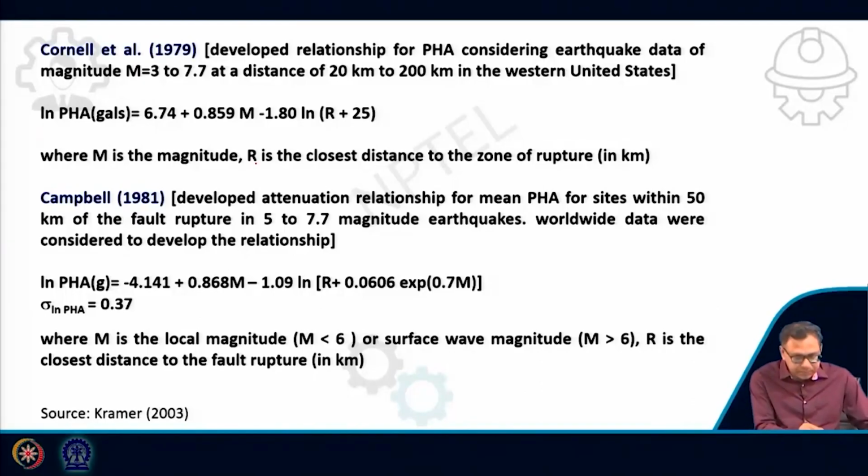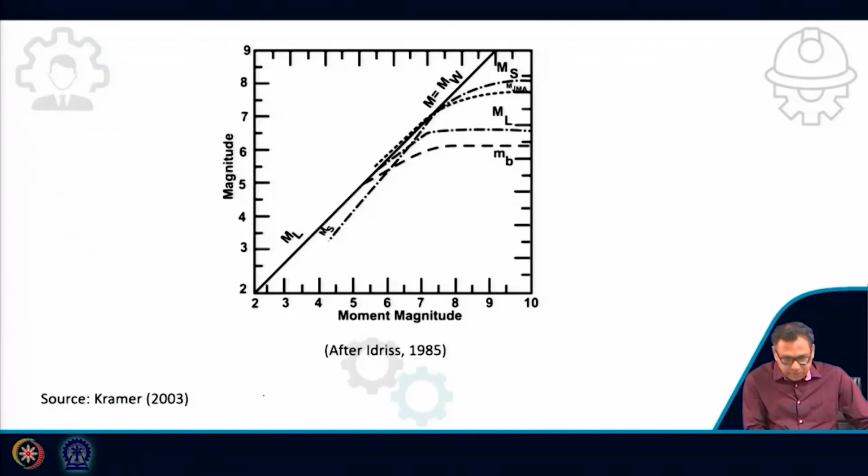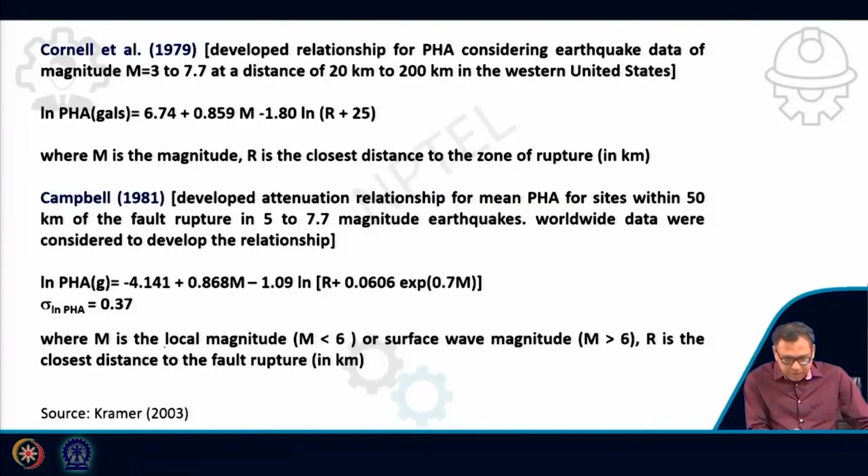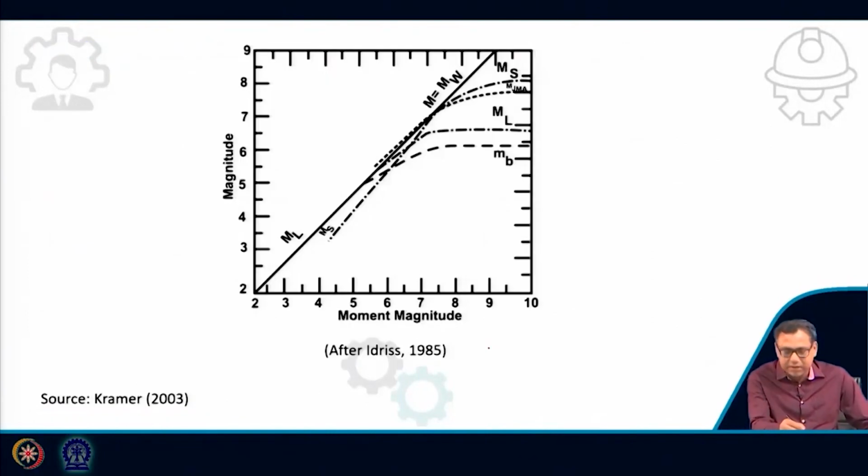Now the Campbell 1981 expression I can also use, because in that case the moment magnitude is given in the example, but I have to convert it to local magnitude and the surface wave magnitude depending upon the magnitude. So here I can use this chart. I have already discussed that. Here you can see that if I have the moment magnitude, from there I can get the local magnitude ML and I can get the MS also from this chart.